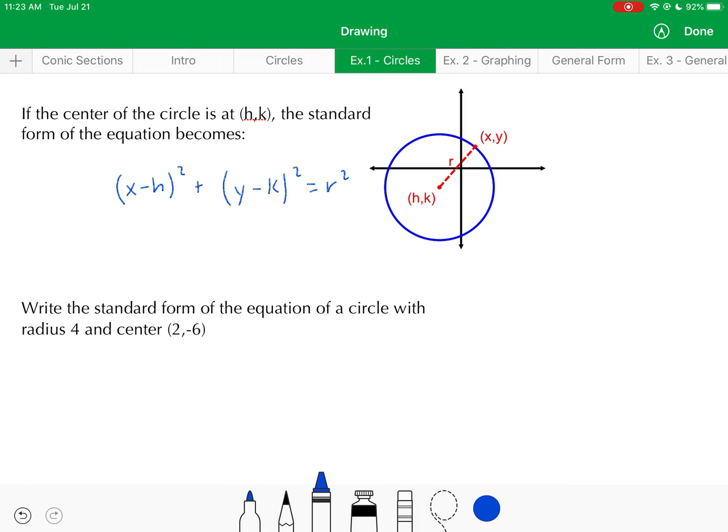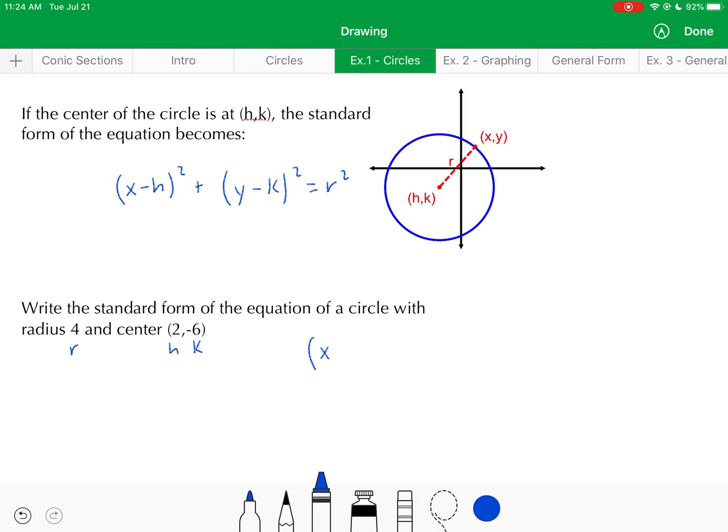Okay. All right, so let's write the standard form of the equation of a circle whose radius is 4 and whose center is 2, negative 6. So obviously the 4 is an r value. The center being given to us, 2 is like h. Negative 6 is like k.